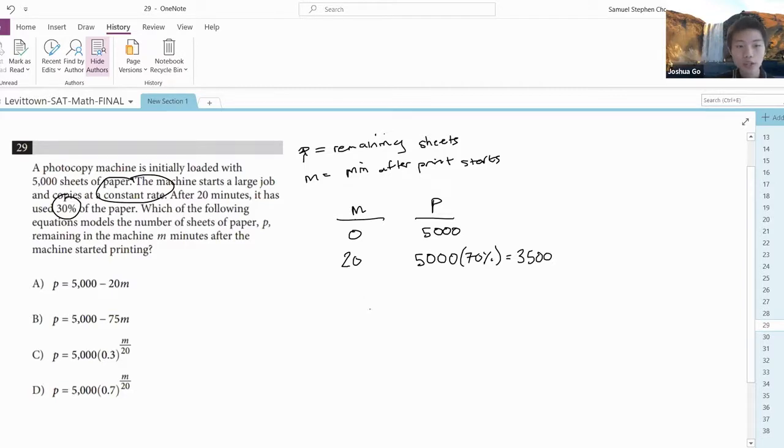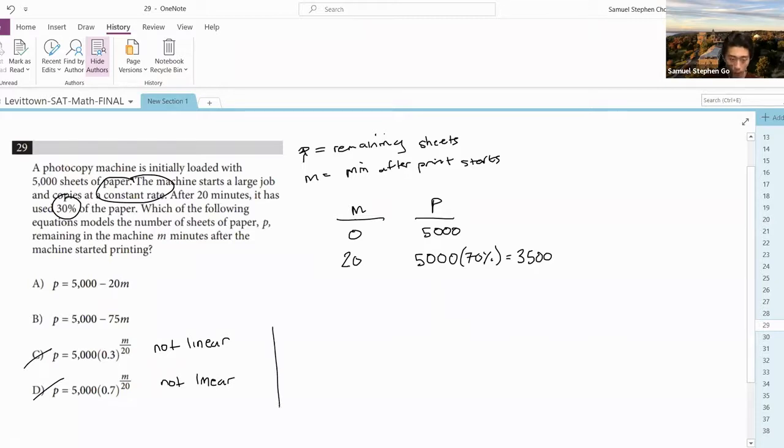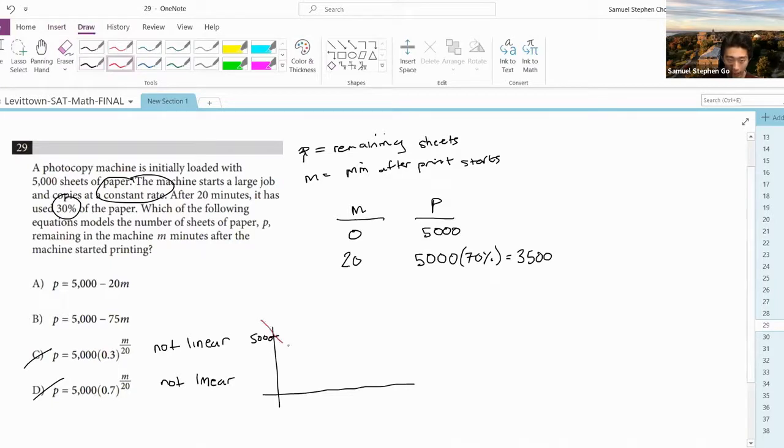Now, because the question says that the printing happens at a constant rate, we can assume that the answer would be taking on a linear form, thus eliminating C and D, which are exponential forms. Sam, if you could just draw a quick exponential. Because it's a fraction, it would be decreasing. It'll start at 5,000, but it'll look more like this. Exponential decay, which wouldn't be a constant rate, exactly.